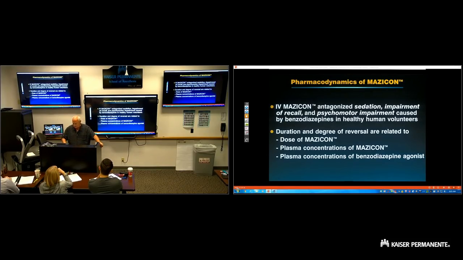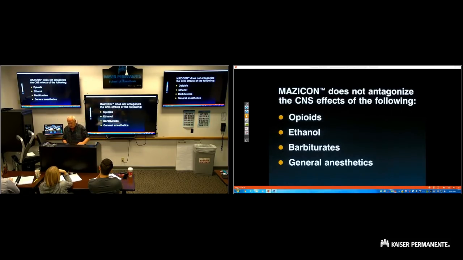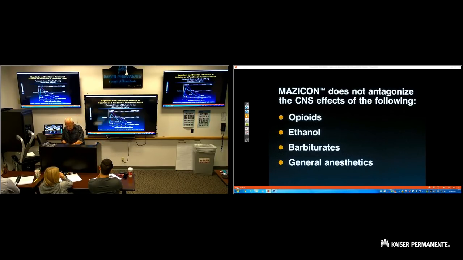Duration and degree of reversal are related to what dose you give, what's the plasma concentration, and how much benzodiazepine is in there. Well, that's true of any antidotal drug. It depends on, number one, how much you give, and number two, how much of the drug you're trying to reverse is in there. And that will tell you how long it lasts. It doesn't reverse the opiates, ethanol, the barbs, or general anesthetics.